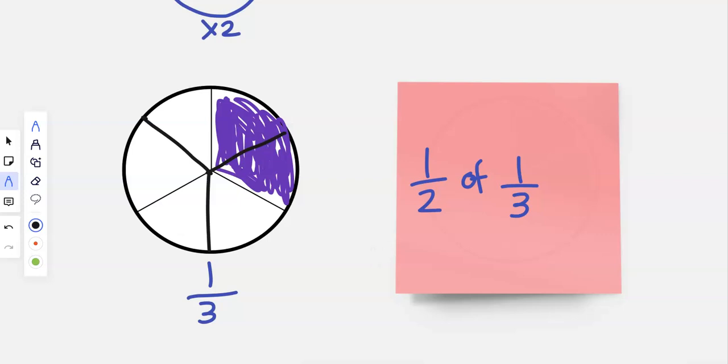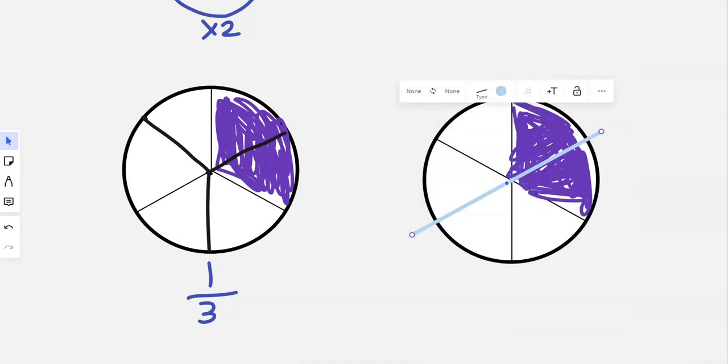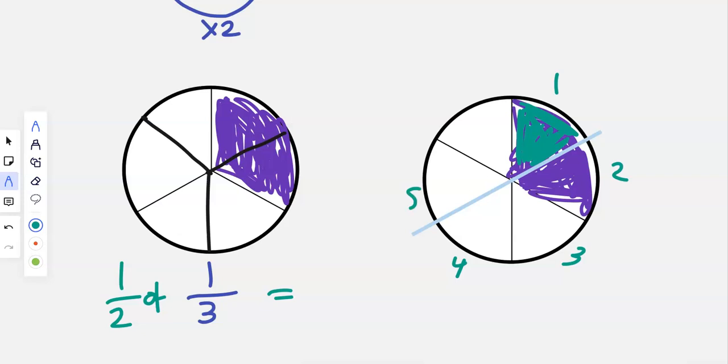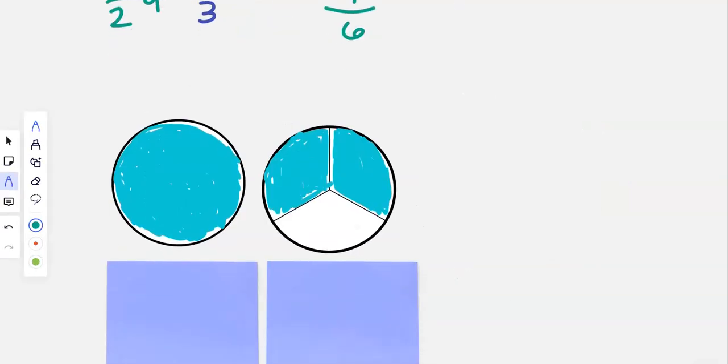Now our whole has 6 pieces, and we only want half of what we already had. So we just find one of those. Half of 1/3 is equal to, now we only have 1 piece colored out of 1, 2, 3, 4, 5, 6. So half of 1/3 is 1/6. The number of parts we're talking about hasn't changed, but the size of our parts has changed. They're smaller. Let's do one more.